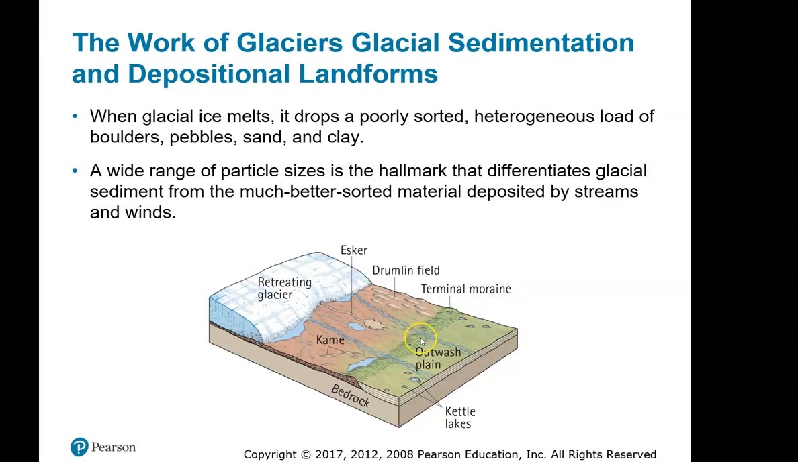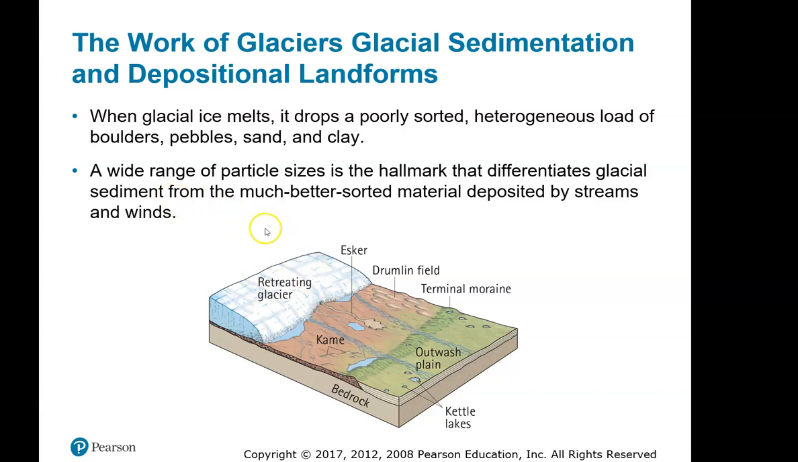The terminal moraine is how far the glaciers usually go from colder regions, so further to the north and seeping south. Or if you're in the southern hemisphere, of course, it would be the opposite. This would be the south towards the South Pole, and this would be towards the equator. All right, so that's perfectly fine.